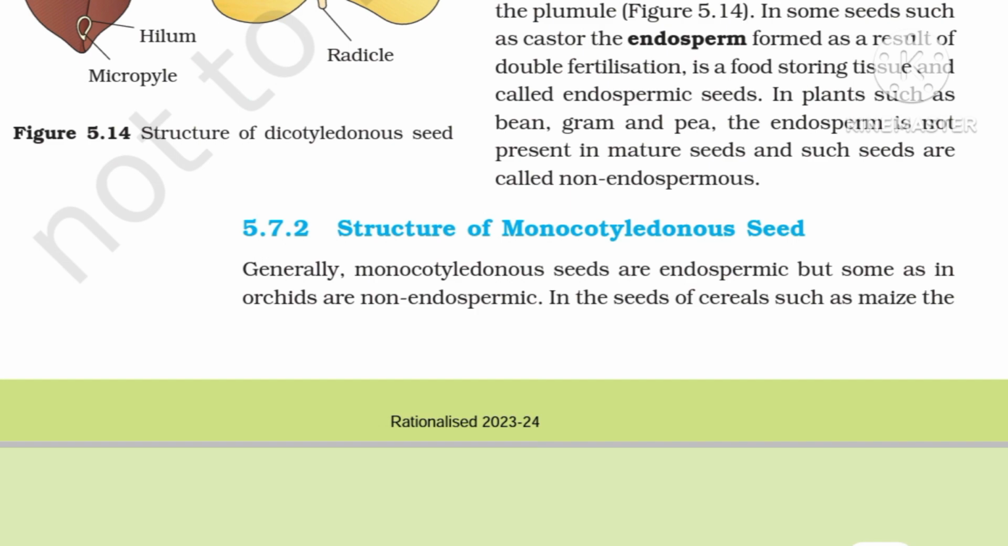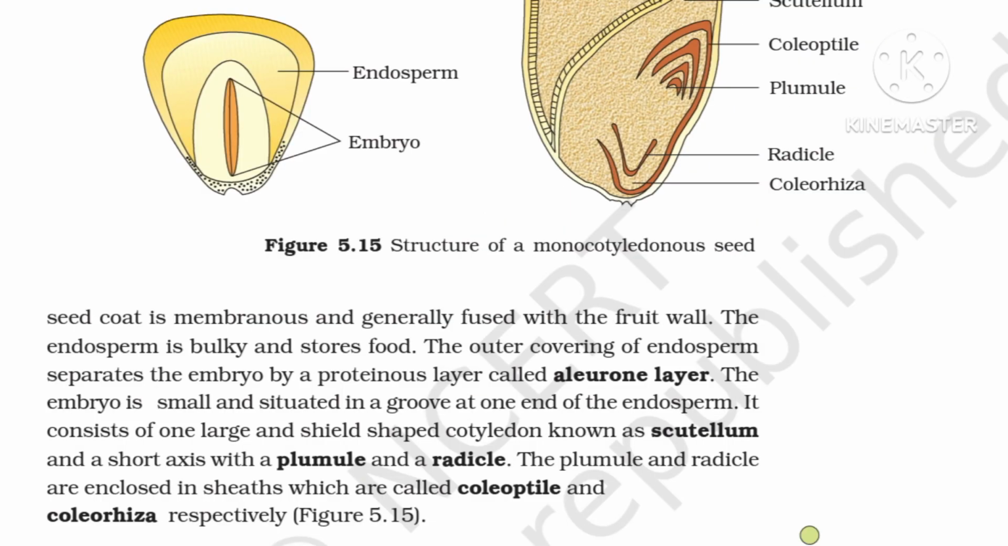In the seeds of cereals such as maize, the seed coat is membranous and generally fused with the fruit wall. The endosperm is bulky and stores food. The outer covering of endosperm separates the embryo by a proteinaceous layer called aleurone layer. The embryo is small and situated in a groove at one end of the endosperm. It consists of one large and shield-shaped cotyledon known as scutellum and a short axis with a plumule and a radicle. The plumule and radicle are enclosed in sheaths which are called coleoptile and coleorhiza respectively.